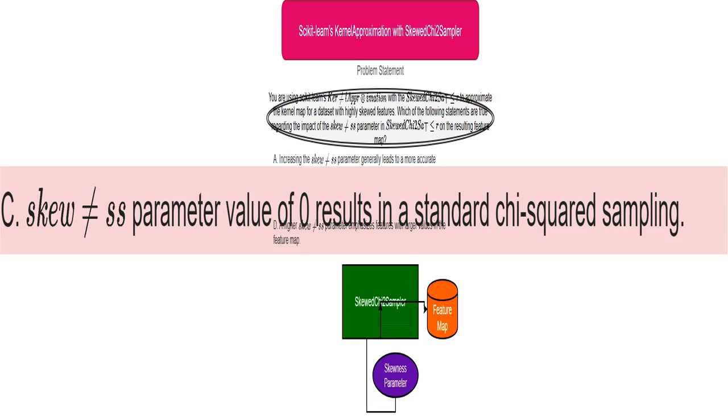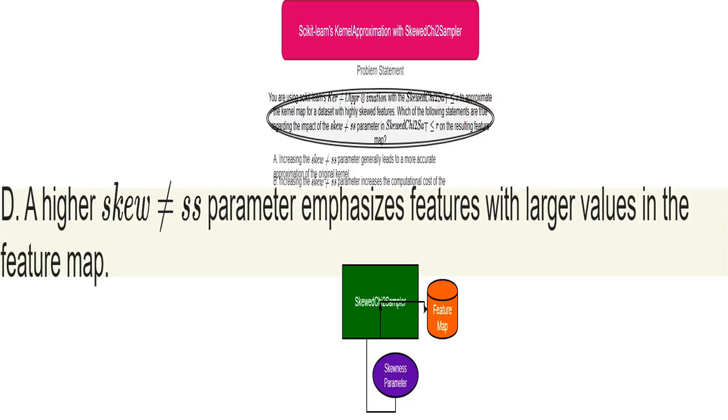Setting skewness to 0 essentially turns off the skewness correction. This means you'll get a regular chi-squared sampling, a standard approach. A higher skewness value puts more focus on larger data points. This is precisely what this parameter does. It counteracts the skewness effect by prioritizing larger values.